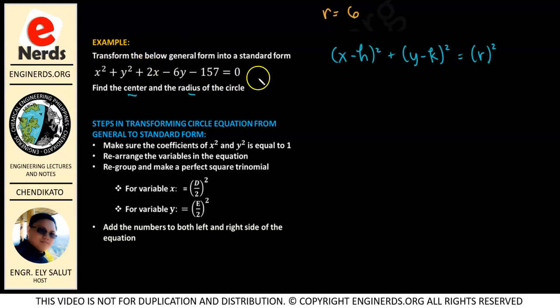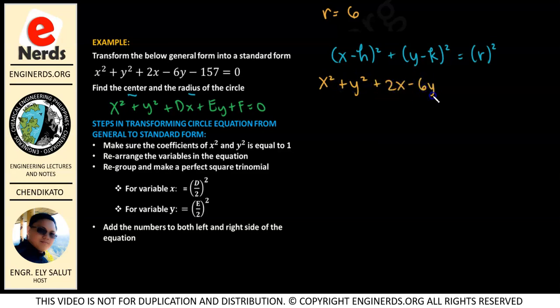So we have here the general form, and we know that the general form is x squared plus y squared plus dx plus ey plus f is equal to 0. So yan naman ang ating general form. Okay, so let me write this dito sa right side para maging dire-diretso ang ating pagsosolve. We have x squared plus y squared plus 2x minus 6y minus 157 is equal to 0.